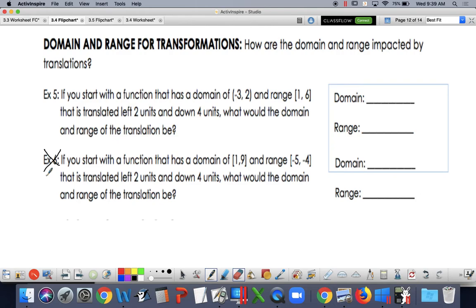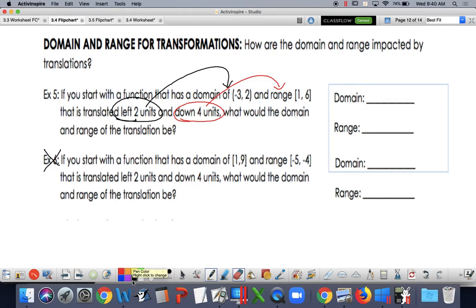I don't have to provide you with a graph, just some multiple choice answers. When I move left and right, does that affect my x values or my y values? X. My x. So when I move left 2 units, that's going to affect my domain. When I move down 4 units, that is going to affect my range. Right? Up and down, that's going to affect your y values.